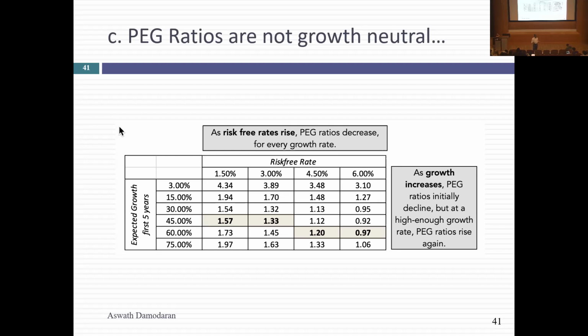You might say, who cares? Help me out on a perfect underpriced stock on a PEG ratio basis. You want a low PEG ratio, right? You want low risk or high risk?